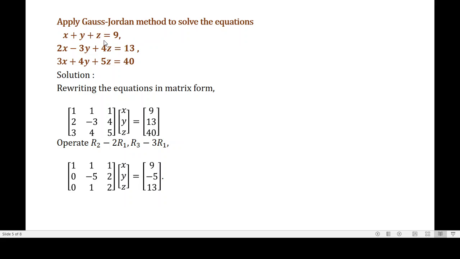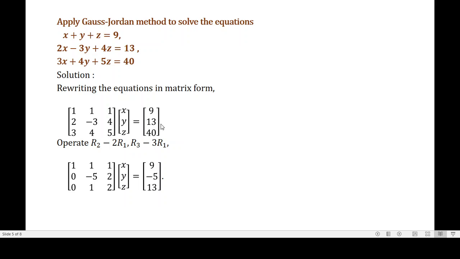Now, first rewrite the equations in the matrix form, AX is equal to d, where A is the coefficient matrix. So, let us write the equations in the matrix form: 1, 1, 1, 2, minus 3, 4, 3, 4, 5. Then we have a column matrix. The coefficient matrix is multiplied by capital X, which is equal to x, y, z, is equal to d, where d is the column matrix 9, 13, 40.